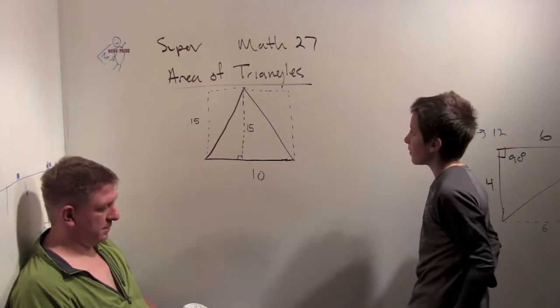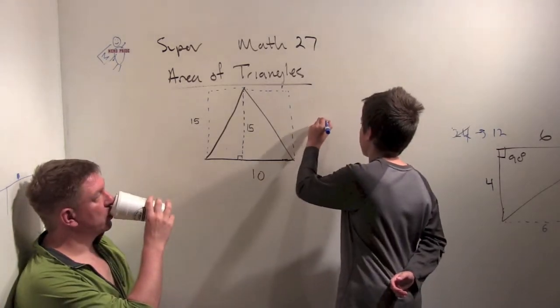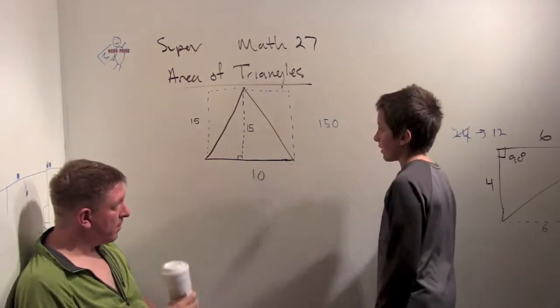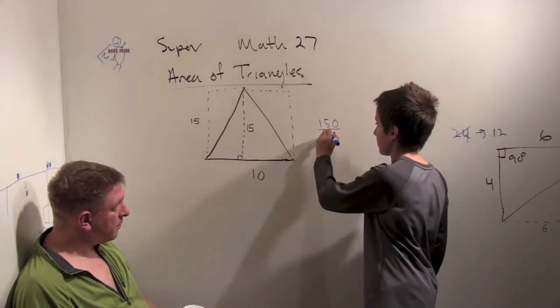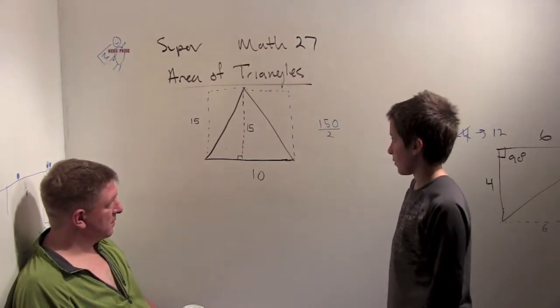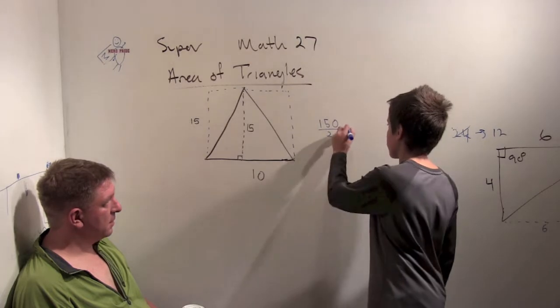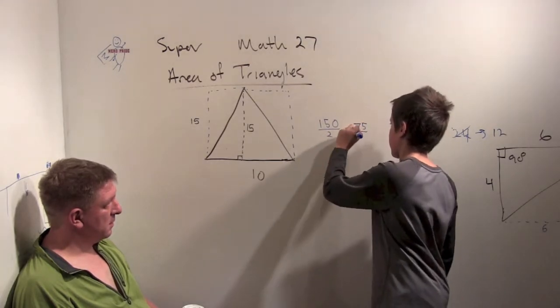So how will I find the area of my triangle then? The area of the huge rectangle is 150. Then you have to divide this by 2, because it's half of what we're looking for. So you get 75.